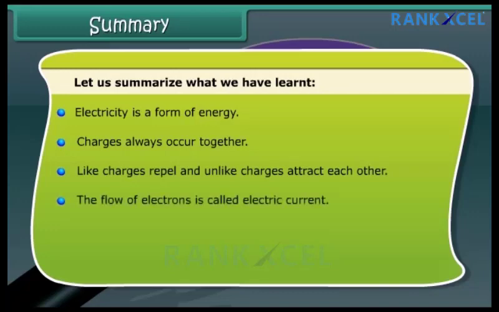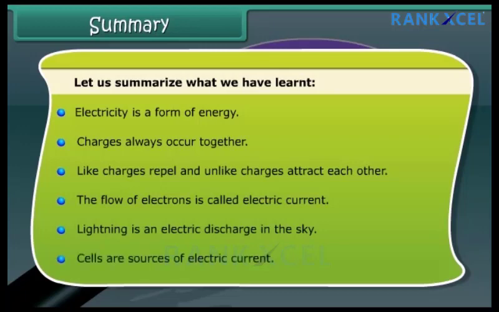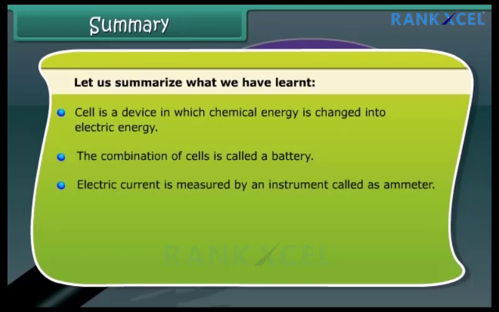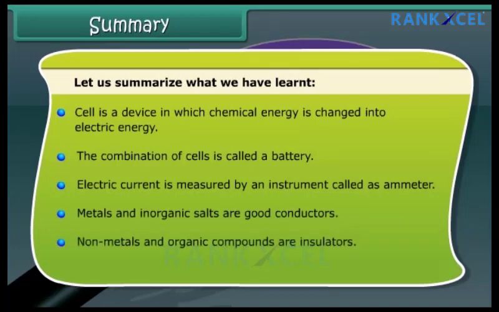The flow of electrons is called electric current. Lightning is an electric discharge in the sky. Cells are sources of electric current. A cell is a device in which chemical energy is changed into electric energy. The combination of cells is called a battery. Electric current is measured by an instrument called an ammeter. Metals and inorganic salts are good conductors. Non-metals and organic compounds are insulators.